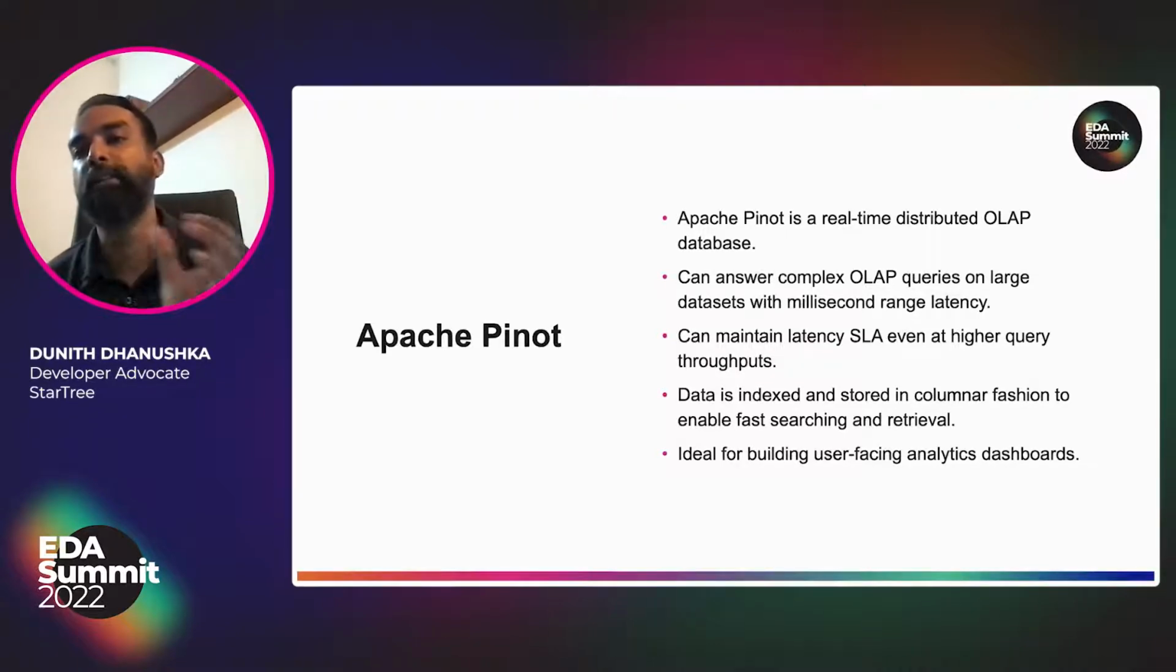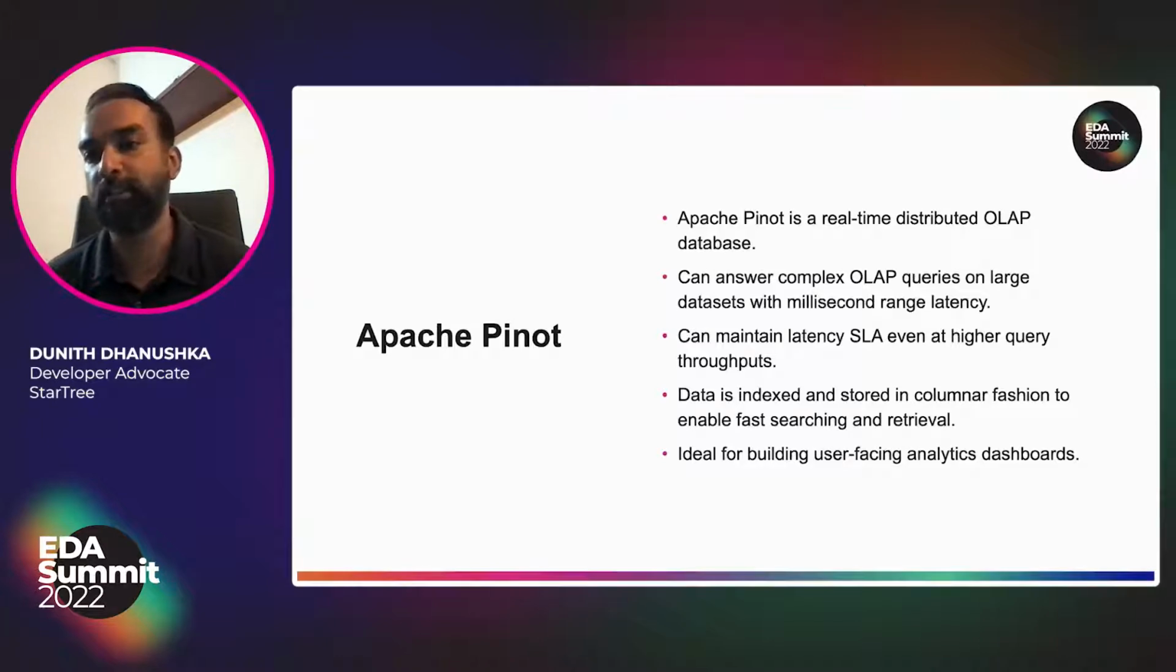So we have OLTP queries and OLAP queries. Basically, an OLAP query returns a large number of records after applying operations like aggregations, filtering, and sorting on a large number of records. So that's the difference. Typically, these OLAP queries are complex to execute, but in the context of Pinot, it can execute these queries with millisecond range latency. Also, Pinot can maintain these latency SLAs even at a higher query throughput.